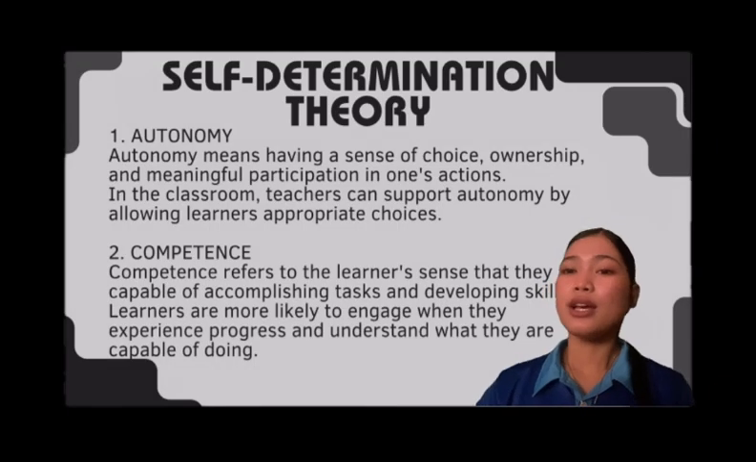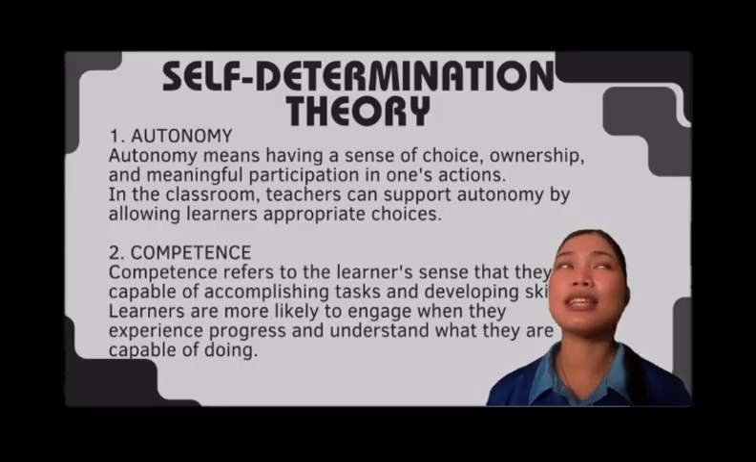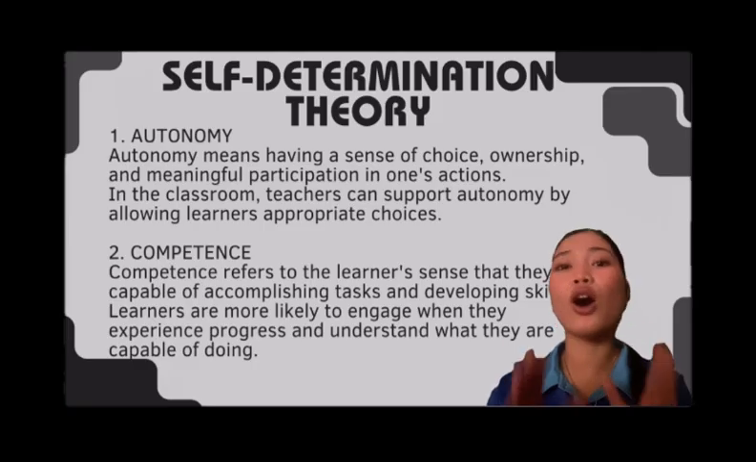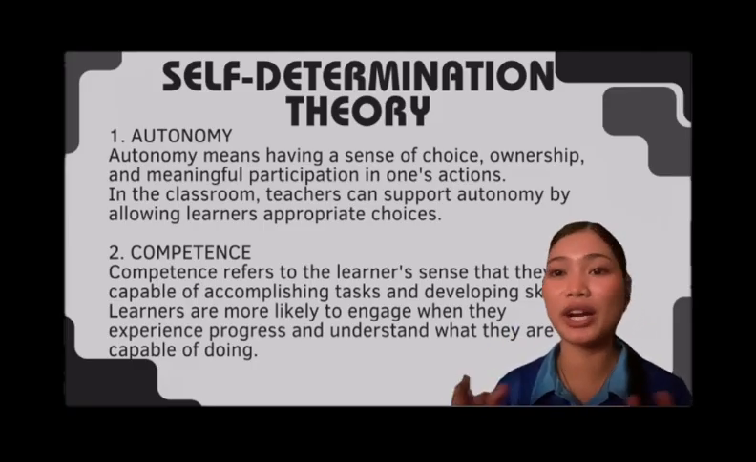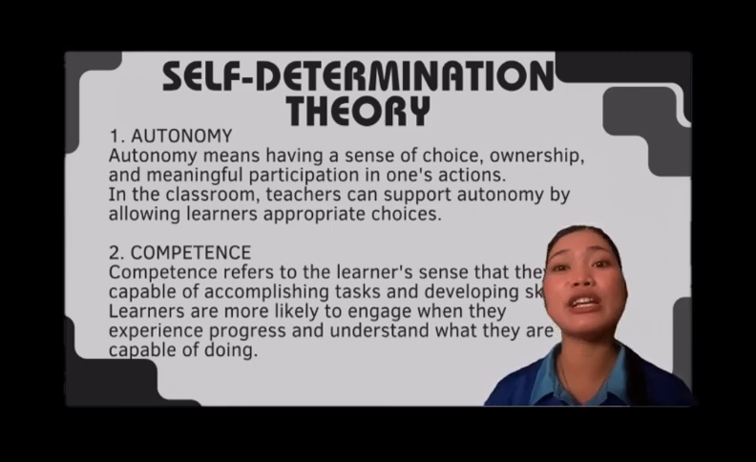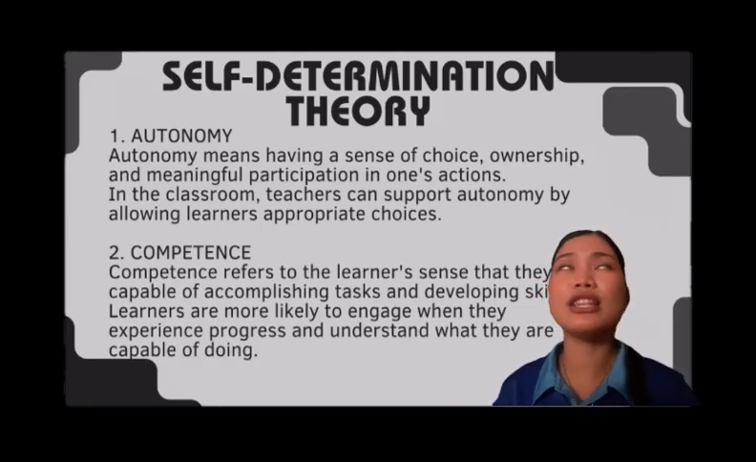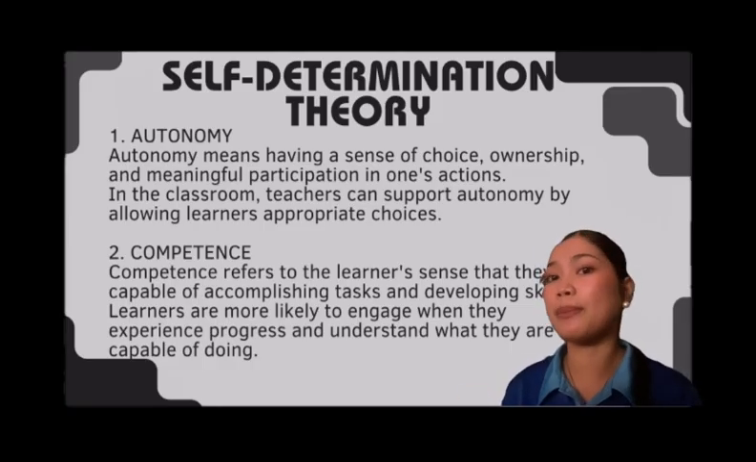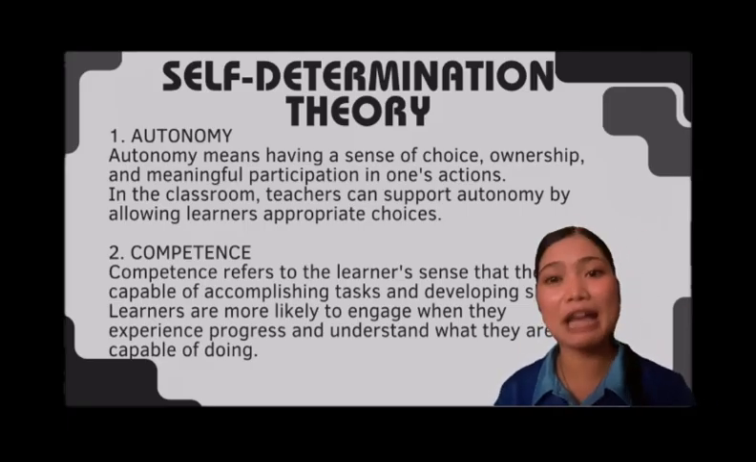Alright. So the first psychological need is autonomy. Autonomy is having a sense of choice, ownership, and meaningful participation in what we are doing. In the classroom, teachers can support autonomy by giving learners appropriate choices. For example, instead of requiring everyone to use exactly the same topic for a project, the teacher can provide several topics and allow the students to choose one that interests them.